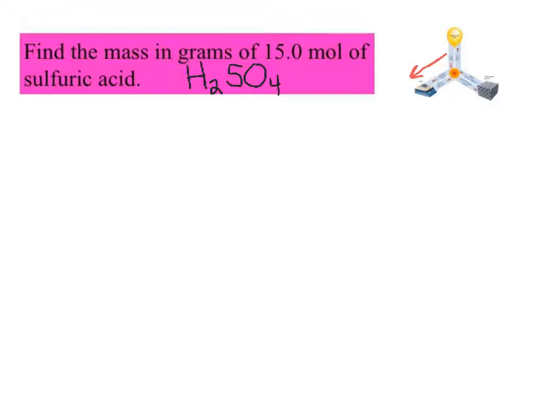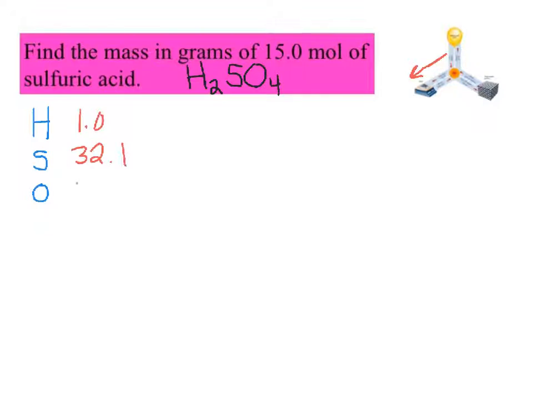So I'm going to have to go and find that for my compound sulfuric acid, which is H2SO4. So the first thing I need to do is write out the elements that I have. So I have H, S, O, and those are the 3 elements that I have. So I need to go ahead and find the weight on the periodic table of these. Hydrogen is 1.0. Sulfur is 32.1.